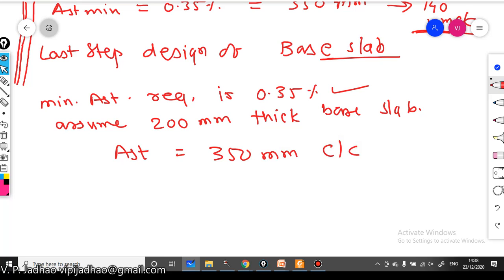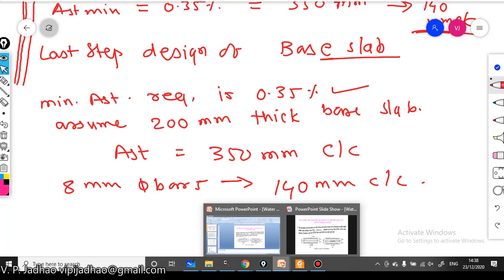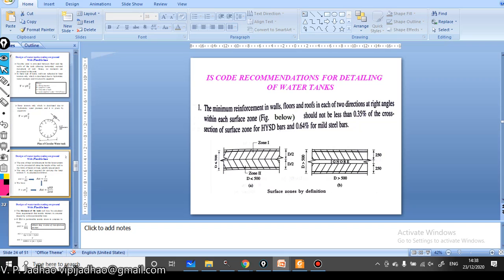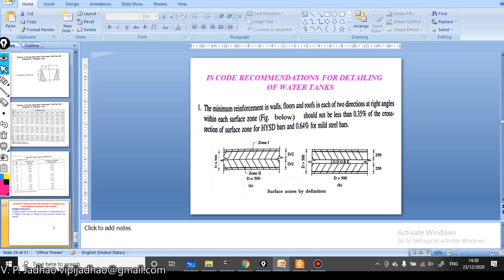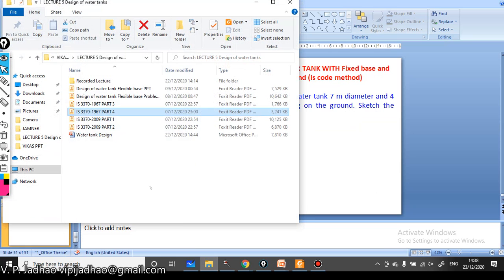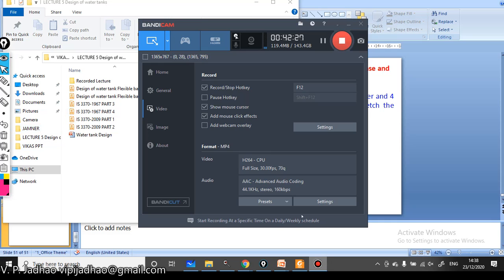This will be provided at the bottom and top face of your base slab, and the final steel provided is 8 mm phi bars. The spacing comes out to be around 140 mm center to center again. So this is the final step, and the last step will be the drawing. We have to check the drawing.